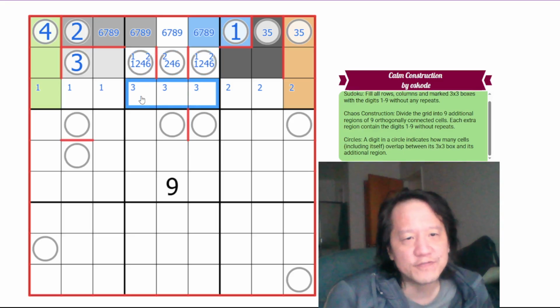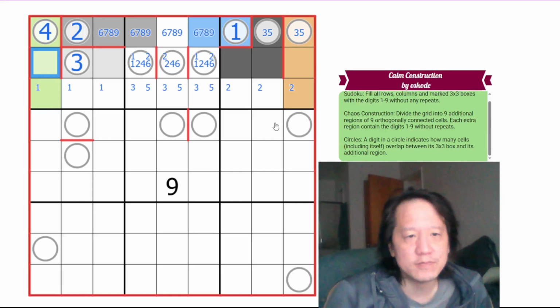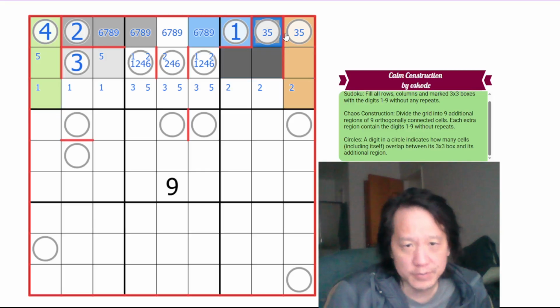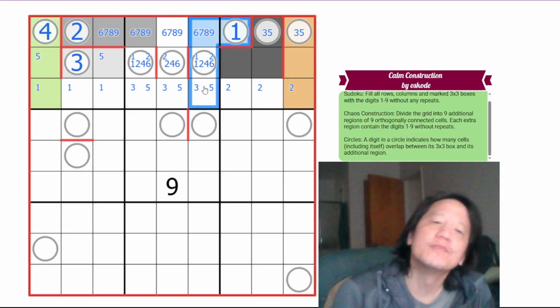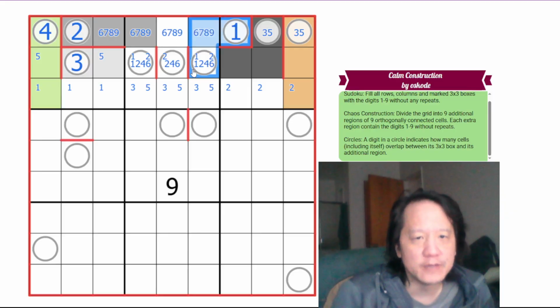3 has to be here. 5 has to be here. So where's 5 in row 2? It has to be one of those 2, because it can't be here because this is a 1, 3, 5 triplet. This blue cannot be 2. If it's just 2, the problem is that it would not be able to form a 9-cell region. So it has to be 4 or 6.